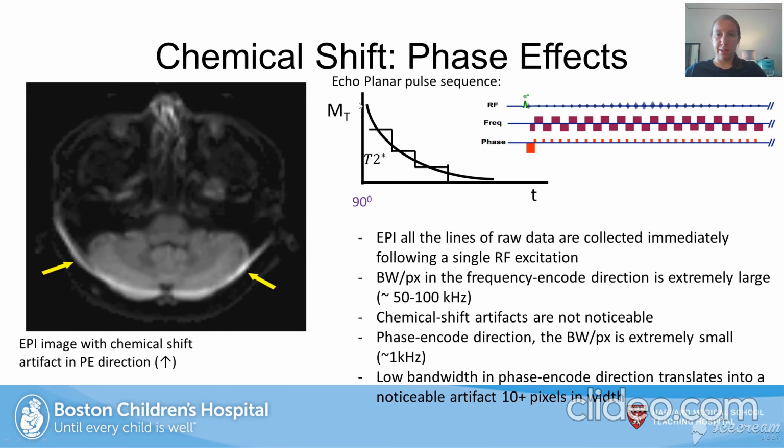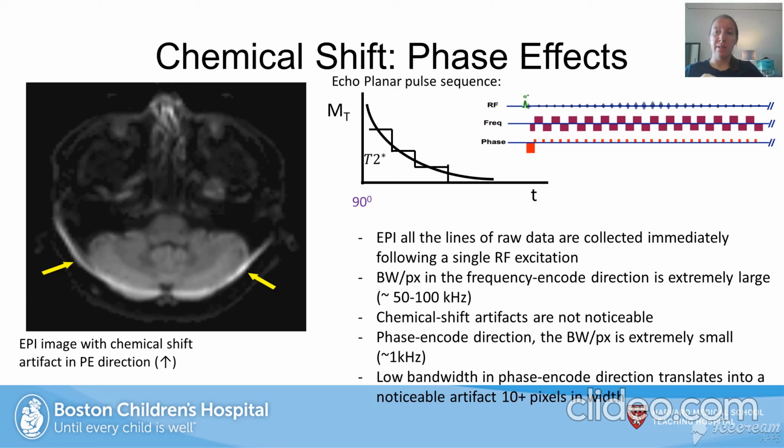So with echoplanar imaging, basically all you're doing is tipping the protons 90 degrees and then watching them kind of dephase and just acquiring all your data as they're dephasing. So it won't be a very good looking image, but it's fast. And so all echoplanar imaging lines of raw data are collected immediately following the single RF excitation. The bandwidth per pixel in the frequency encoding direction is extremely large, so 50 to 100 kilohertz.